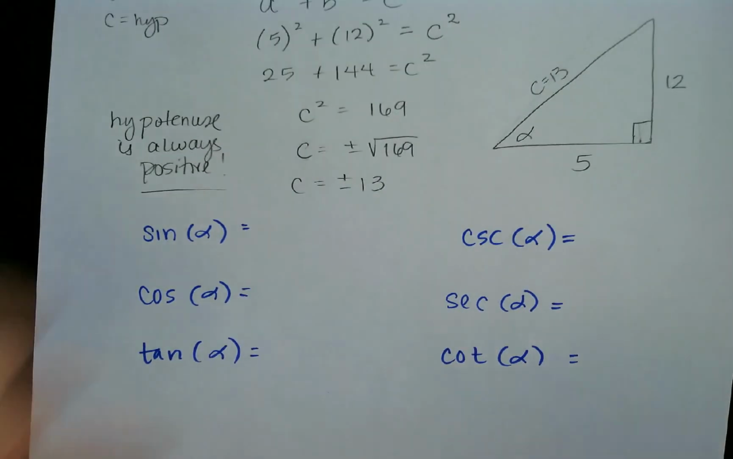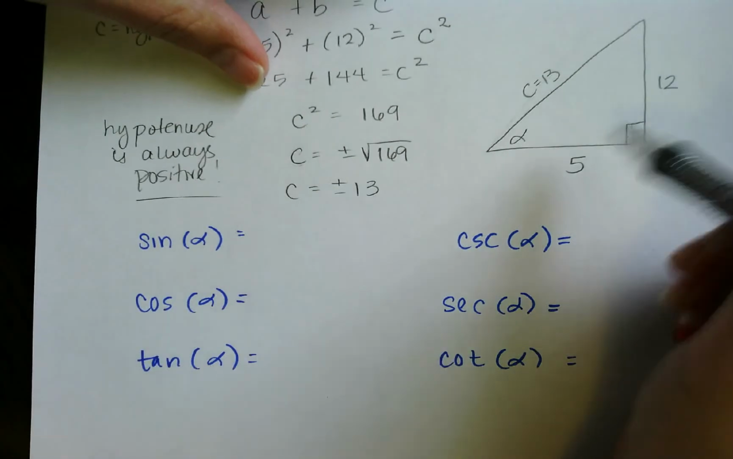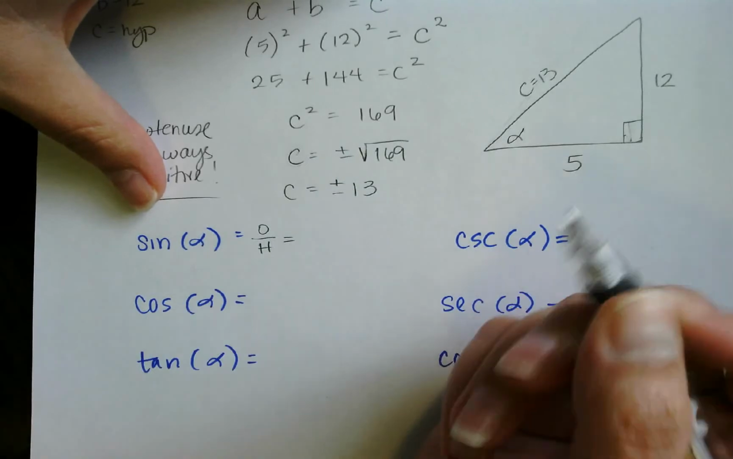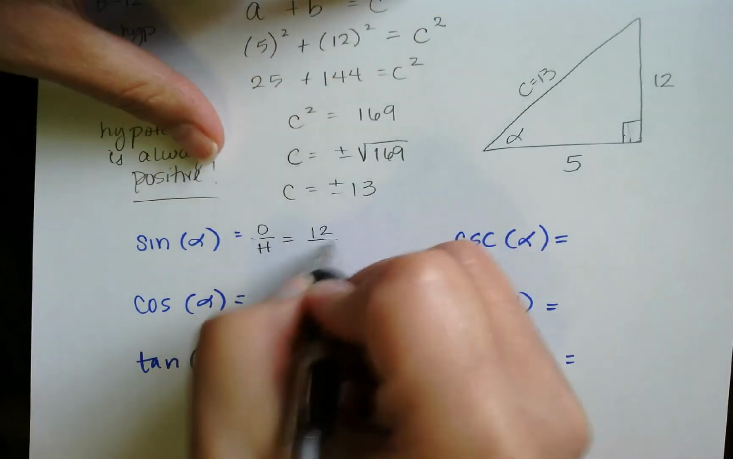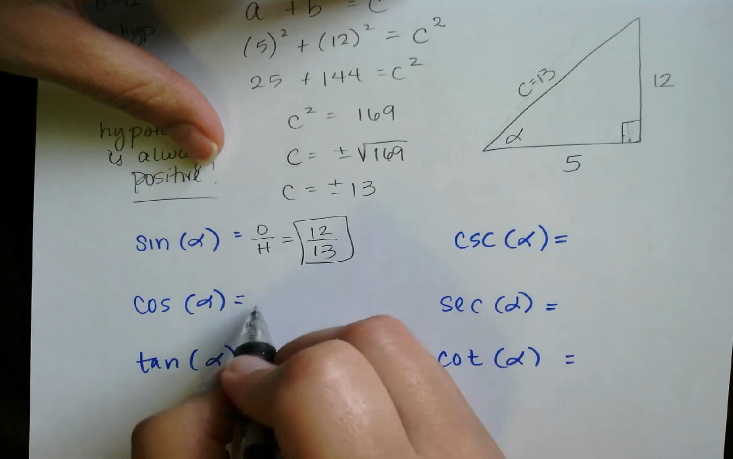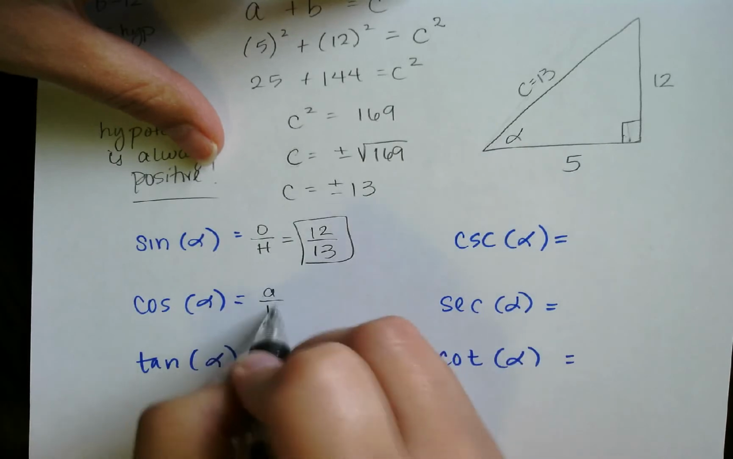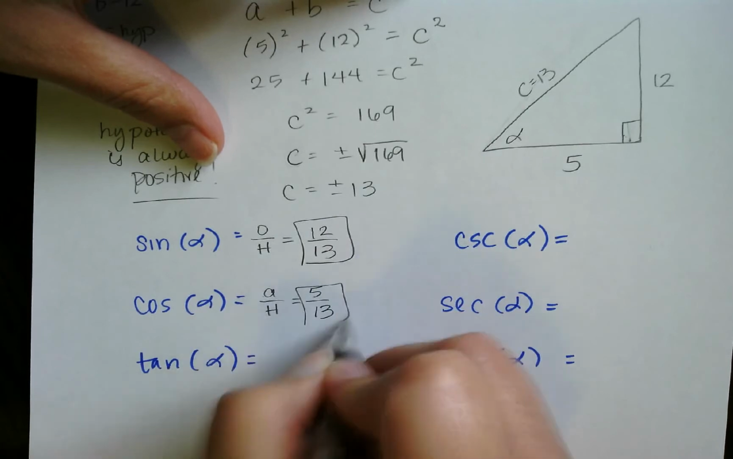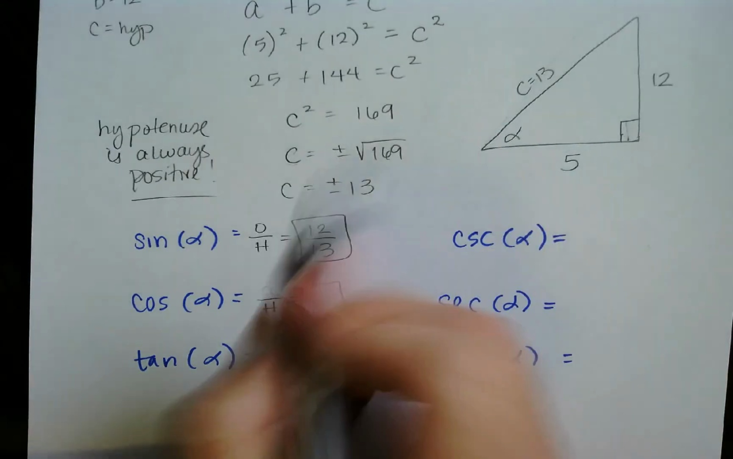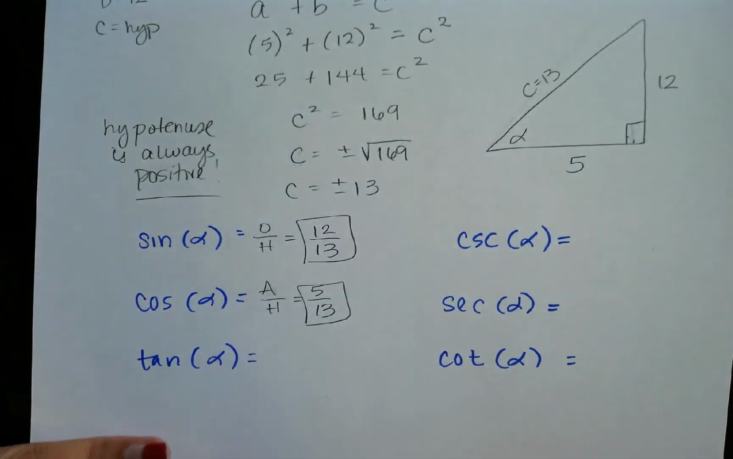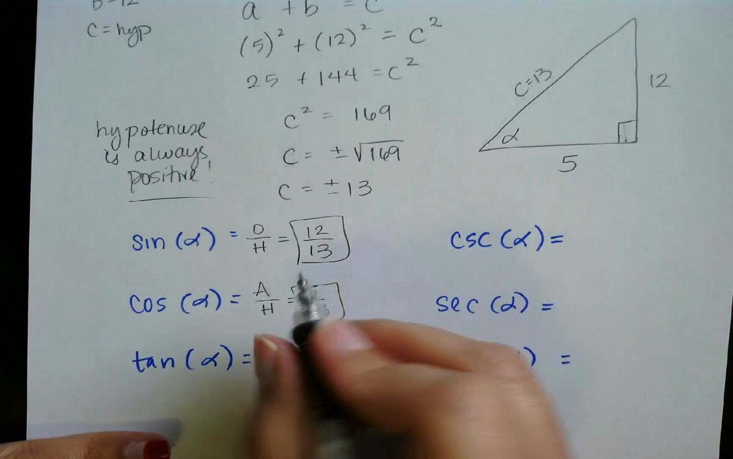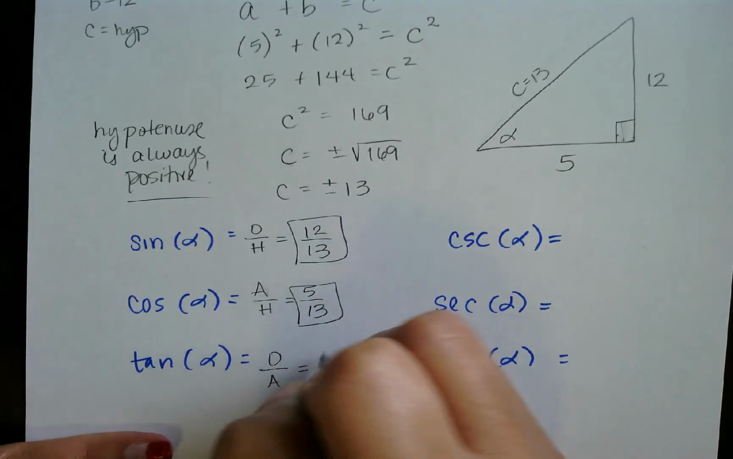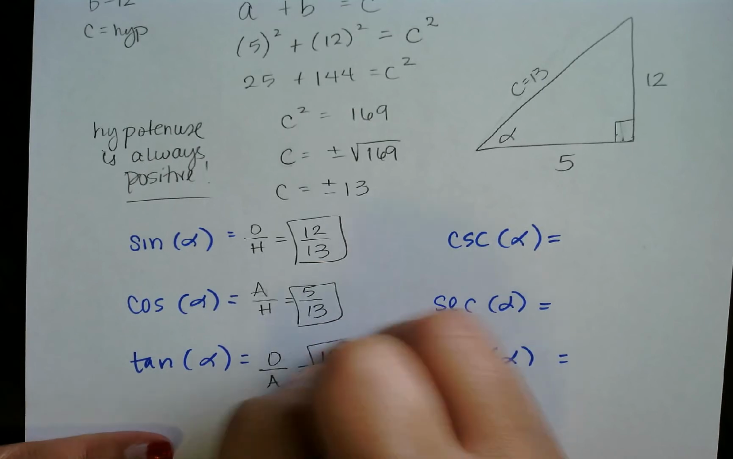Alright, so looking back at the triangle, sine of alpha is opposite over hypotenuse, as your SOHCAHTOA. Opposite is 12, hypotenuse is 13. Cosine is adjacent over hypotenuse. That is 5 over 13. Tangent we already know, but it better be right according to our triangle. That's opposite over adjacent, which is 12 over 5, and that's what they told us in the story problem.